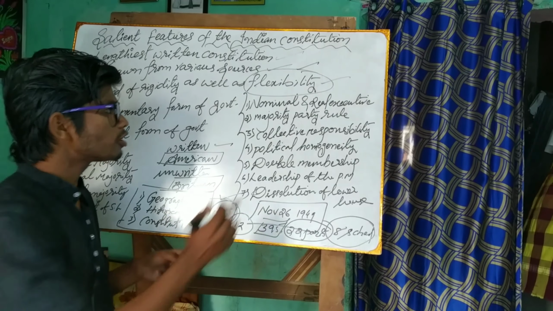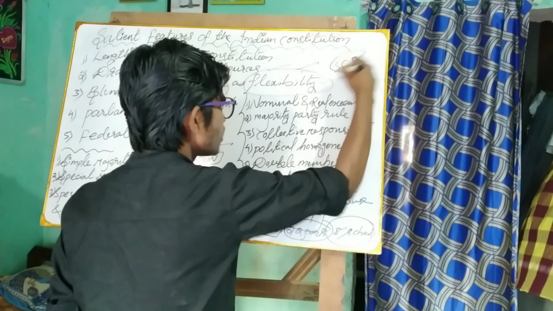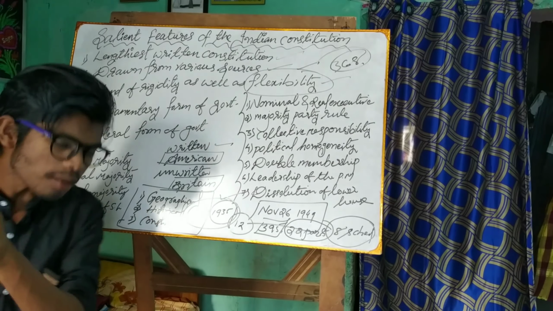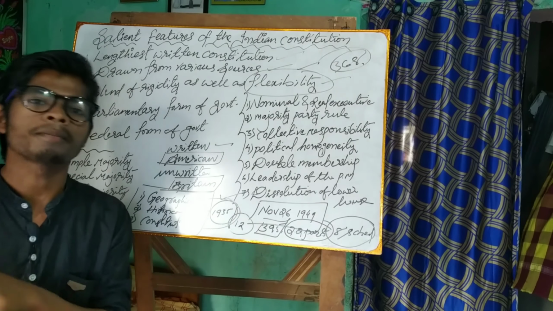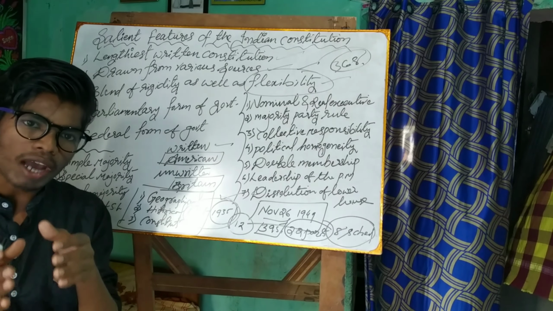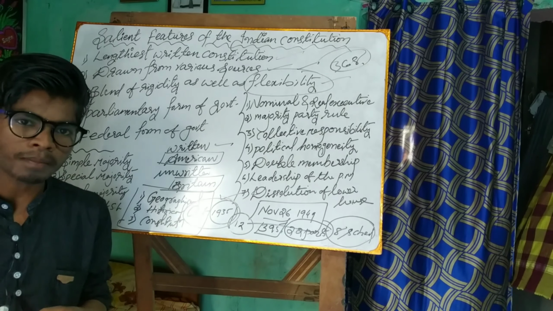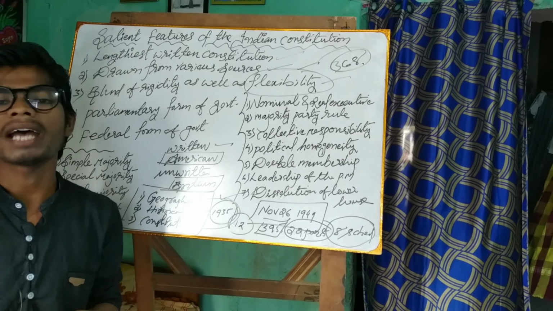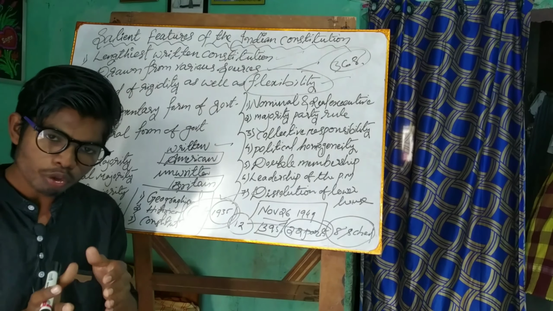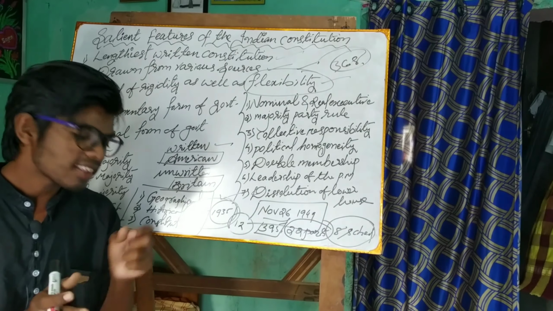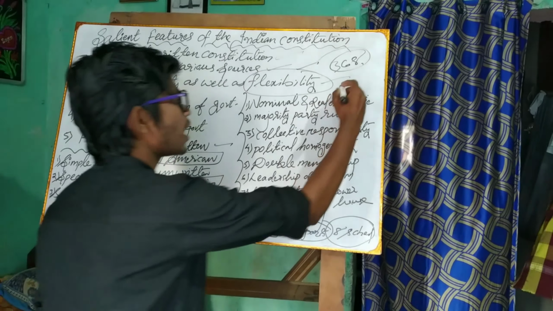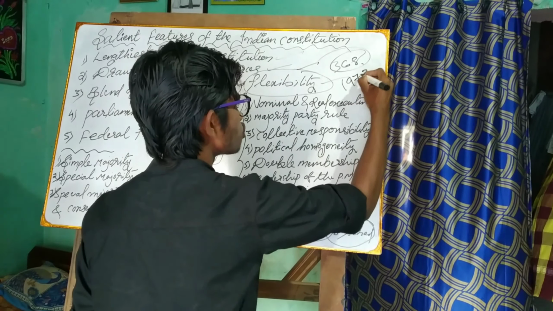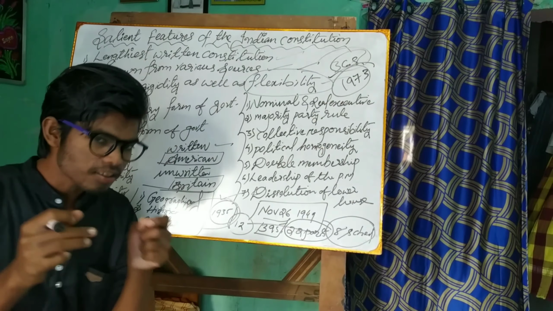So what does Article 368 say? Article 368 says that Parliament has the power to amend the Constitution, but it cannot amend those provisions which form the basic structure of the Indian Constitution. And this was ruled by the Supreme Court in the Kesavananda Bharati case in 1973. You need to remember this fact as well, my dear students.